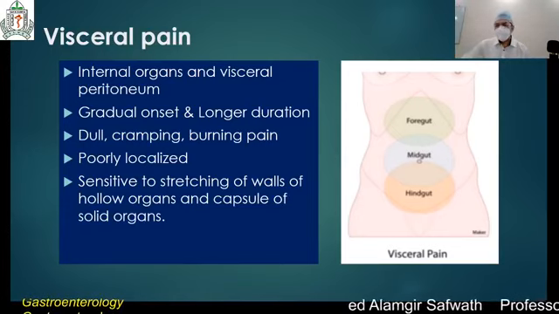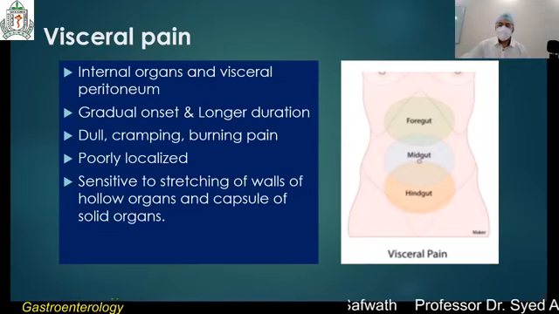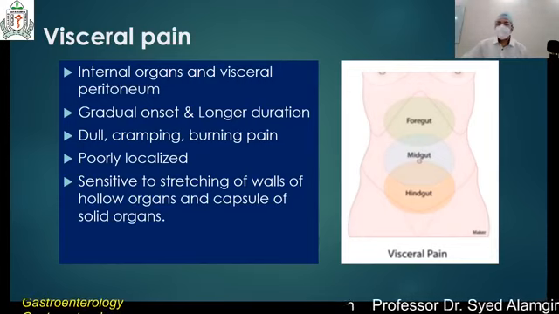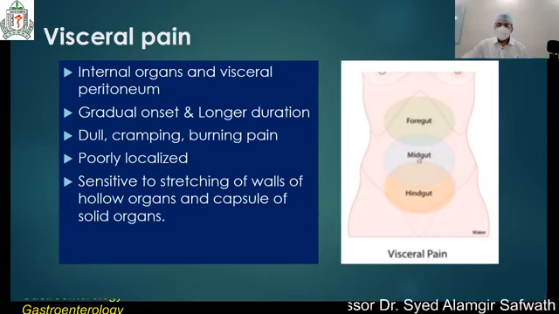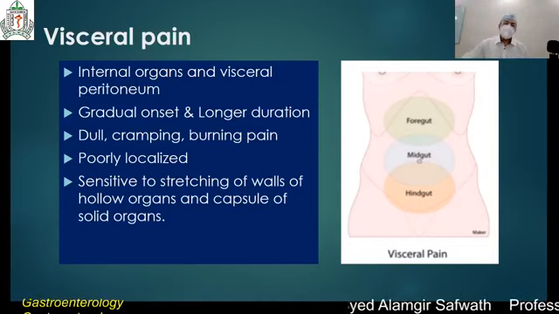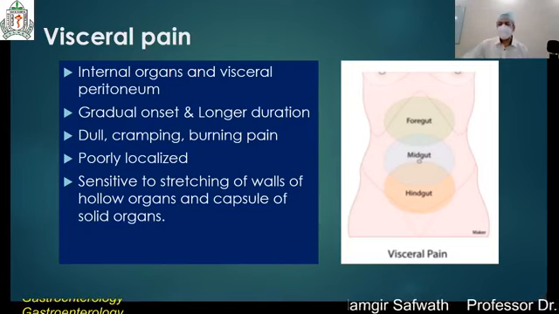Our organs in the abdomen are not sensitive to cutting or burning. They are sensitive to stretching, so sensitive to stretching of the walls of hollow organs. When the walls of the hollow organs are stressed, maybe due to air, maybe due to luminal content, it will create pain. And the solid organs have a capsule. If there is any stretching over the capsule, it will create pain. So this is visceral pain, arising from the viscera as well as the visceral peritoneum.